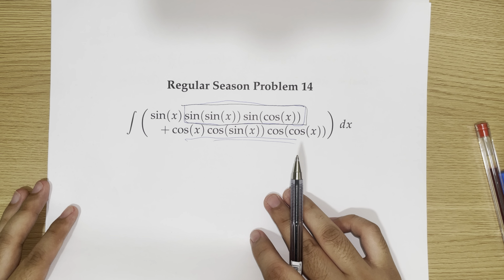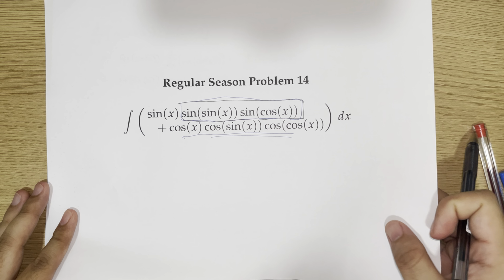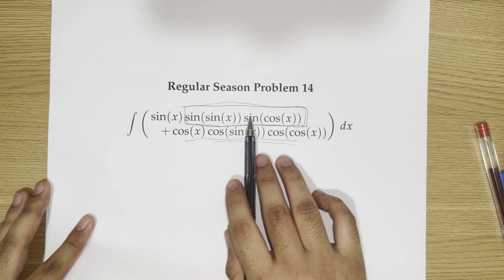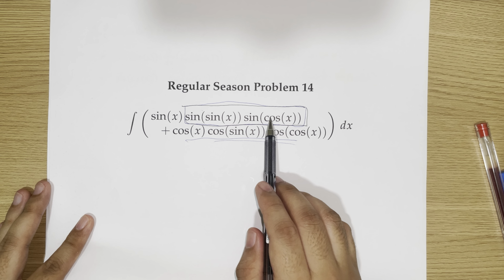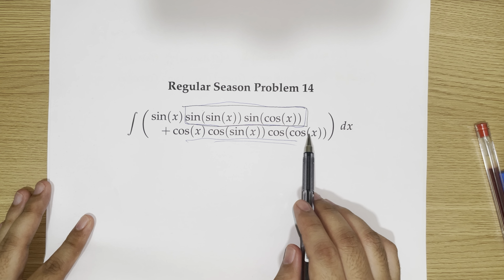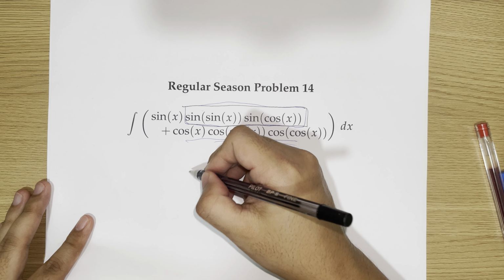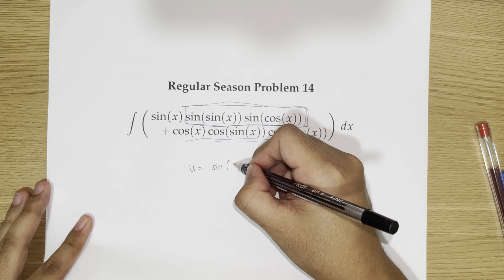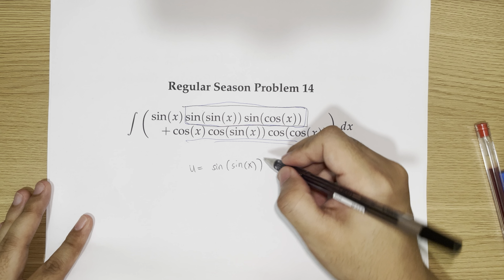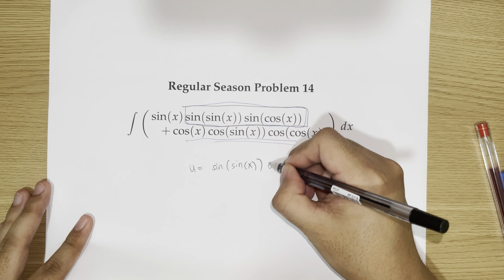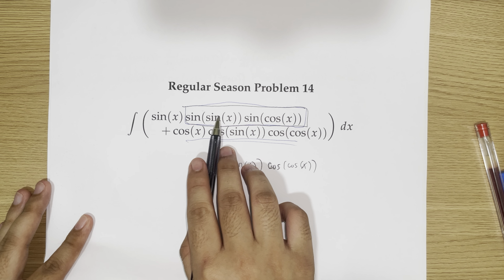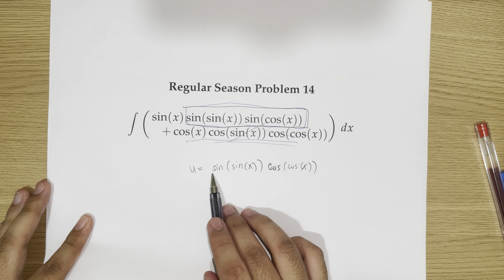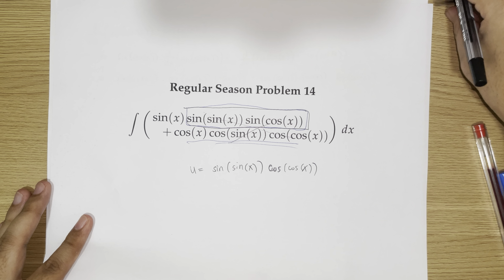Now in hindsight, the solution is pretty simple. What you have to do is to consider opposite functions. Instead of using sine of x and sine of cosine of x, or cosine of sine of x and cosine of cosine of x, what if you let u be sine of x times cosine of x? So I tried to pair them that way. Sine of x and cosine of x.